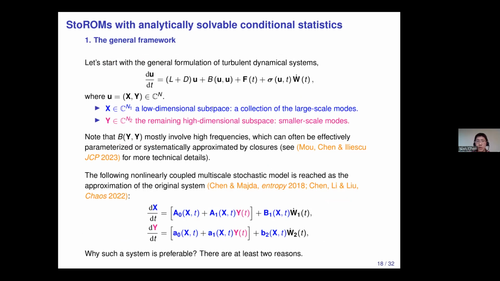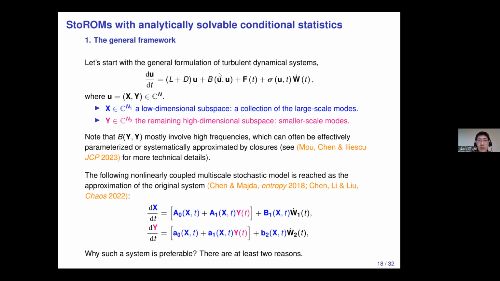So now I want to slightly change the topic. Let's say we try to build really a high dimensional, a relatively large dimension of the reduced models, but we want to make sure these reduced models have some solvable conditional statistics, which means they will have some nice features to help us to move on to other topics.